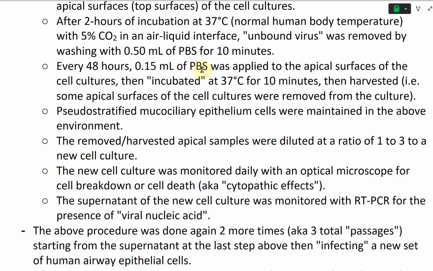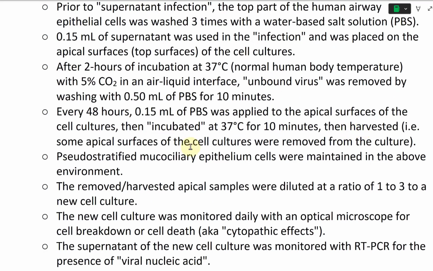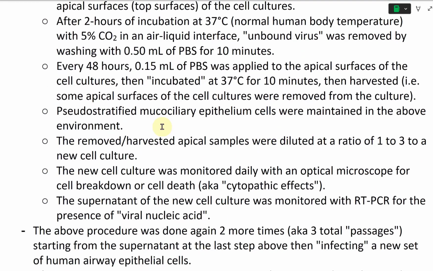So 0.5 milliliters of PBS was applied to the apical surfaces of the cell cultures, then, quote, incubated or grown at 37 degrees for 10 minutes, then harvested, i.e. some apical surfaces of the cell cultures were removed from the culture. Then pseudostratified mucociliary epithelium cells were maintained in the above environment. The removed/harvested apical cells were diluted at a ratio of 1:3 to a new cell culture.